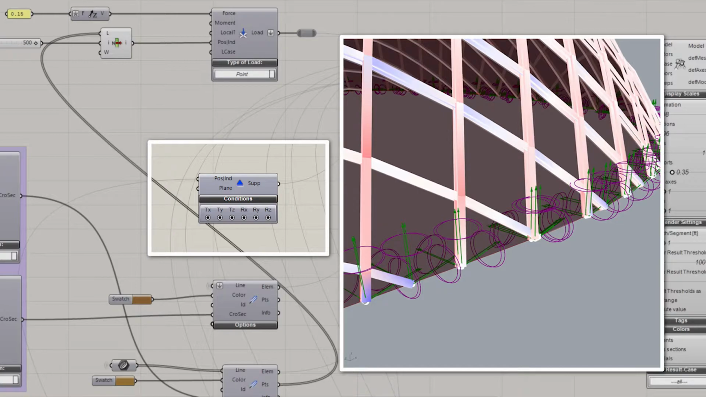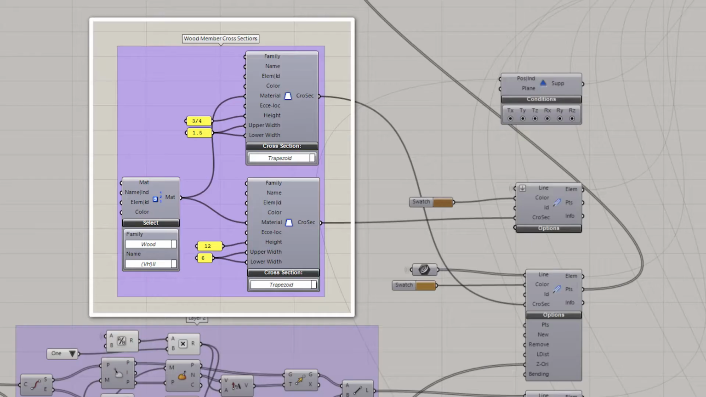First, I defined the supports. This is where the structure connects to the foundation. As well as the location of the supports, I had to define whether the connection can move or rotate. In this case, we chose a fixed moment support. The next thing to define is the material and cross-sections of the members. The software uses this to calculate how much load each member can take. For my design, I am using 3/4 inch by 1.5 inch oak members.